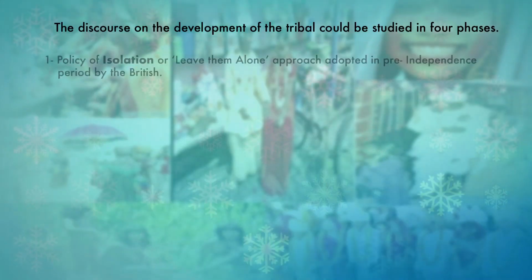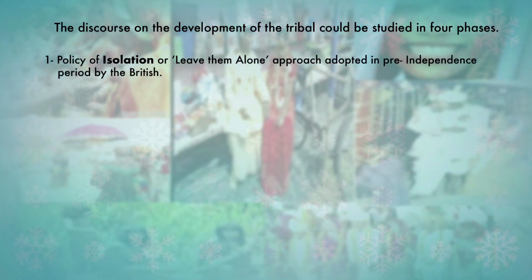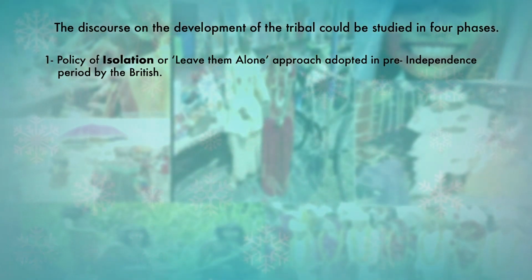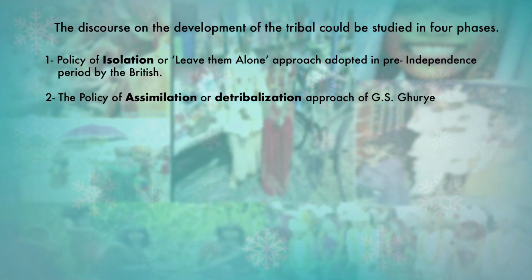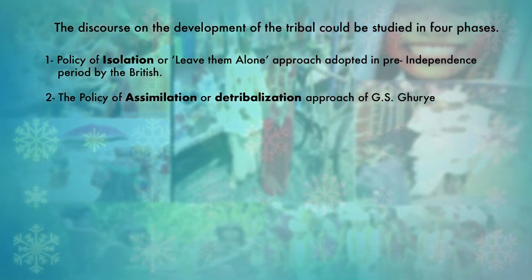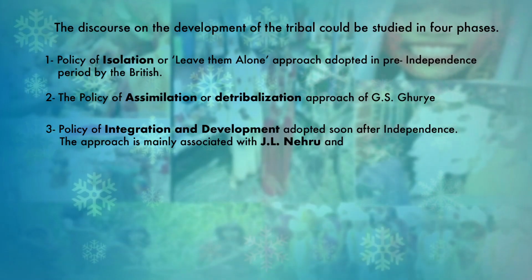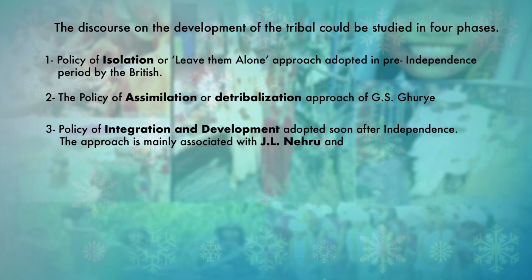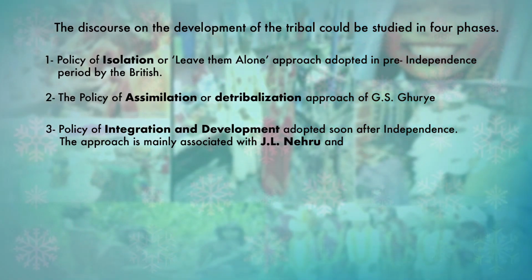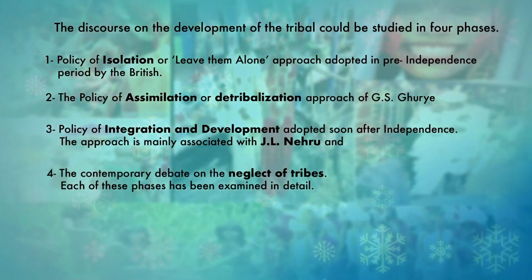The discourse on the development of the tribals can be studied in four phases. Firstly, the policy of isolation or leave them alone approach, which was adopted in the pre-independence period by the British. Second, the policy of assimilation or detribalization approach, and the third phase is the policy of integration and development adopted soon after independence. This approach is mainly associated with Jawaharlal Nehru. And the last phase is the contemporary debate on the neglect of tribes. Now let us discuss all these phases in detail one by one.